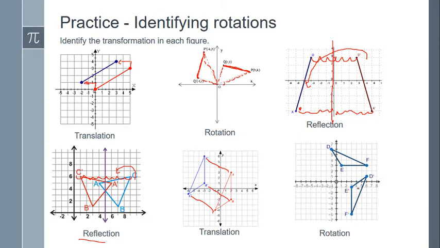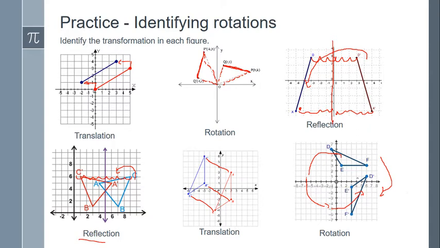And then finally, the last figure is a rotation. So we can see to get from triangle DEF to triangle DEF prime, we would have had to rotate it 270 degrees in the counterclockwise direction, which is the same as a 90-degree rotation in the clockwise direction.